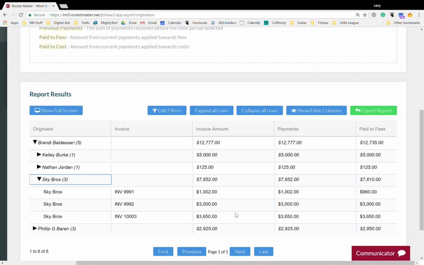This is a huge time saver for a lot of people because previously, to be able to figure out who originated what client or what case or what have you, and then looking at the billable information for those people, and of the invoices that went out, how much of those things were paid and how much were paid to fees as opposed to costs, that was a lot of work that people were crunching. So this is one of those instances where we've saved people literally hours and hours and hours of time.